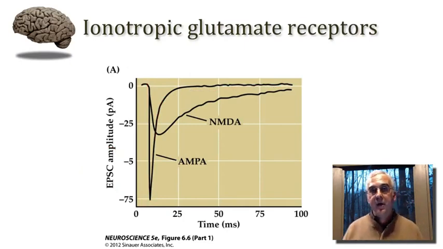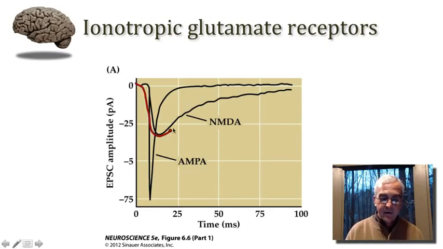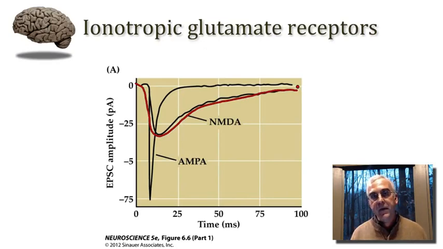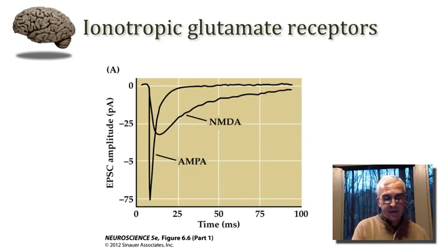If the compound N-methyl-D-aspartate is applied, what we find is also an inward current, but it's not as large in amplitude, and it's a little bit more slowly developing, and it lasts a bit longer than the very fast, sharp AMPA current. So these different profiles reflect the activation of different types of receptors, both of which bind the endogenous ligand glutamate.